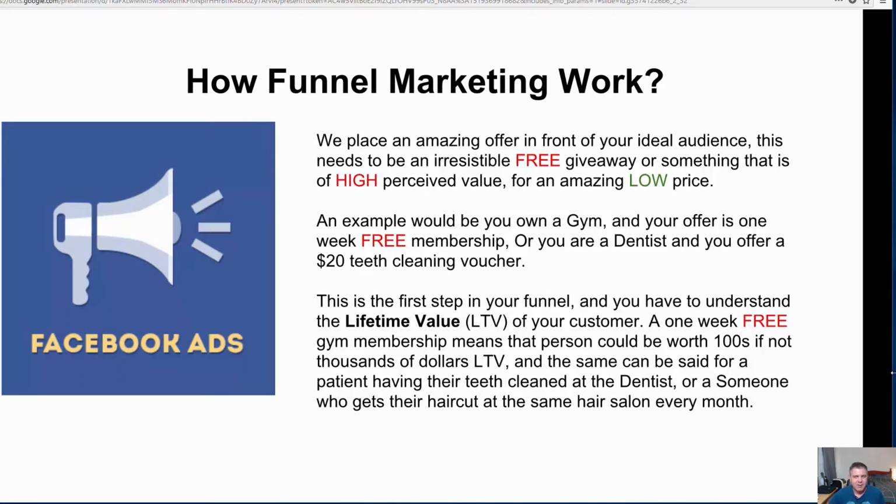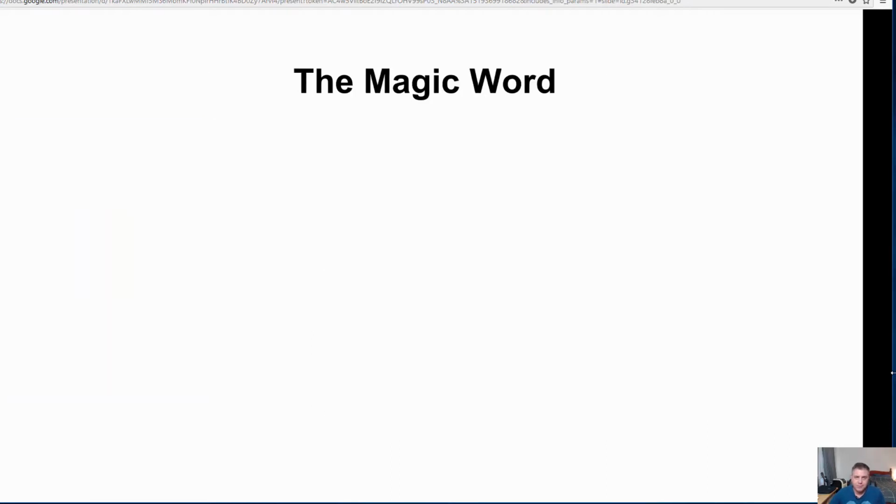But once you're in there, it's probably not going to be long before you find one of your clients who needs some major dental work. So would you pay $20 to get them in the door if you knew that they were going to spend thousands? Yeah, you would. So this is the first step in your funnel, and you have to understand the lifetime value of your customer. A 1 week free gym membership means that person could be worth hundreds, if not thousands of dollars lifetime value. And the same can be said for a patient having their teeth cleaned at the dentist, or someone who gets their hair cut at the same hair salon every month.